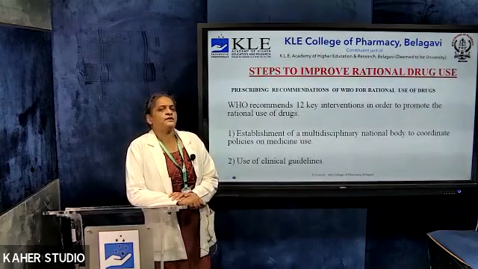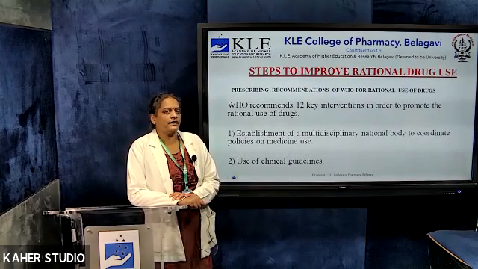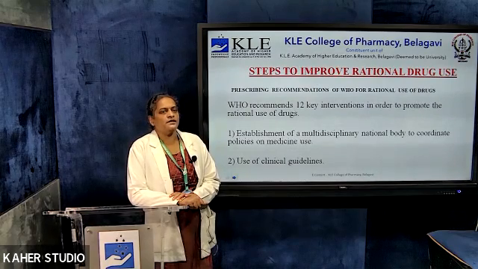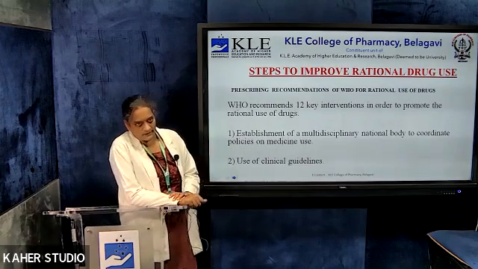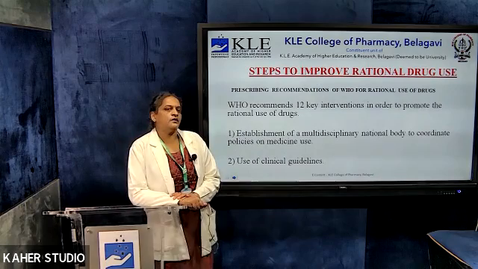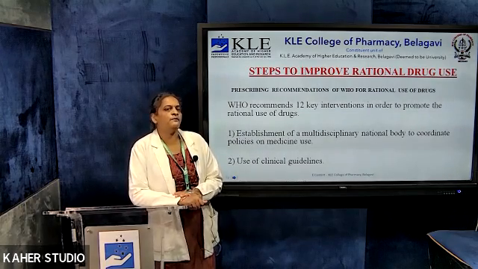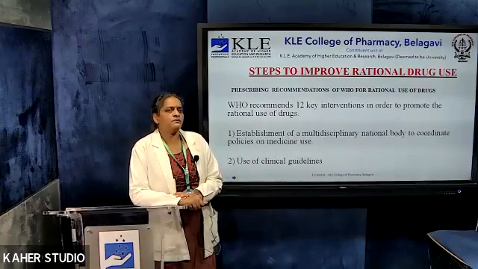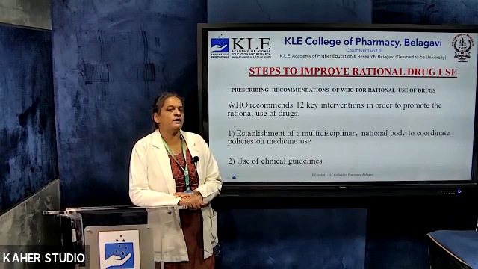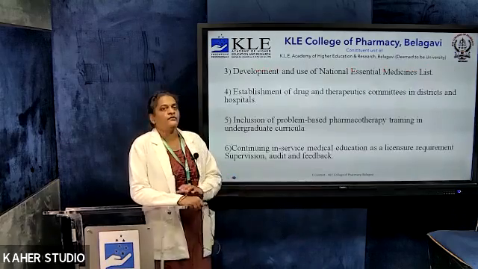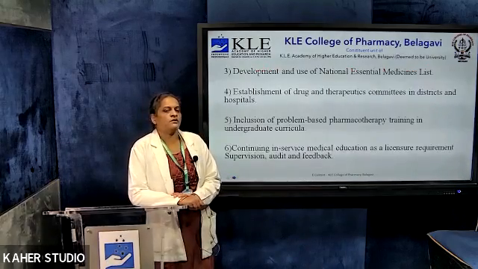So what steps are there for improving rational drug use? How can it be done? According to the WHO, there are 12 key interventions in order to promote the rational use of drugs. I'll tell you one by one. One is the establishment of a multidisciplinary national body to coordinate policies on medicine use, followed by the use of clinical guidelines, then development and use of a national essential medicines list.